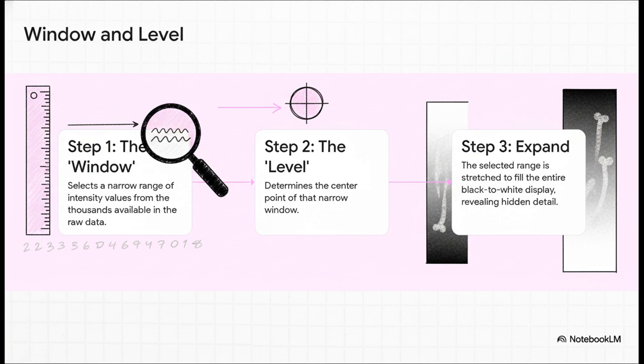So imagine all those 4,096 shades of gray laid out on a long ruler. The window is like a magnifying glass that selects just a small slice of that ruler, say the shades from 1,000 to 1,200. The level is what you use to slide that magnifying glass up and down the ruler. And then the computer takes just that narrow slice and stretches it out to fill the entire display, from pure black to pure white. That makes tiny differences in that one specific range incredibly obvious.